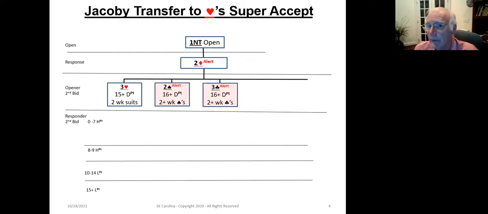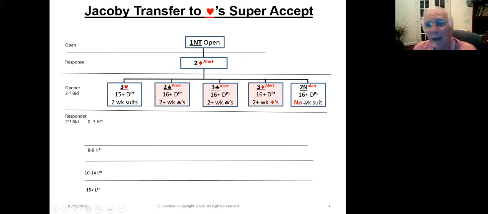Now we have 3 bids that show a weak suit: spades, clubs, and diamonds. What each one shows is a weak suit with 2 plus losers in the bid suit. Can we have a 5th bid in the super accept, 2 no trump, that says, hey, I've got the 3 non-trump suits blocked?